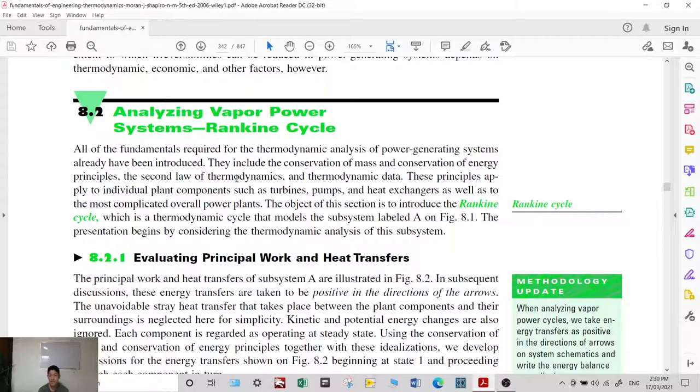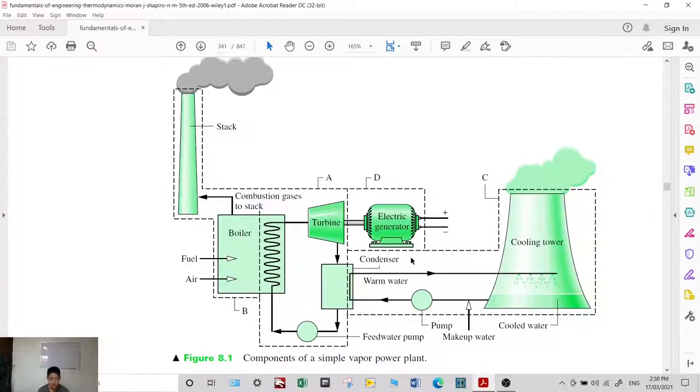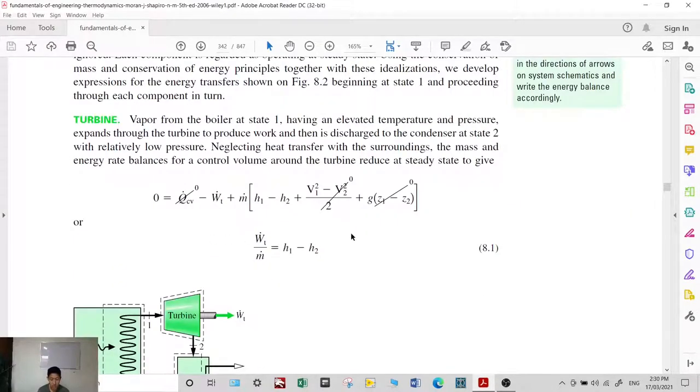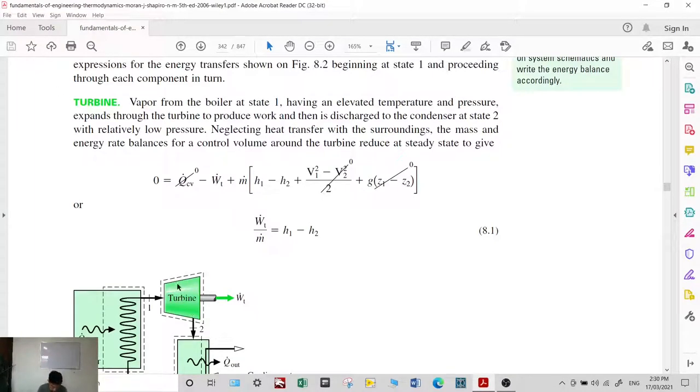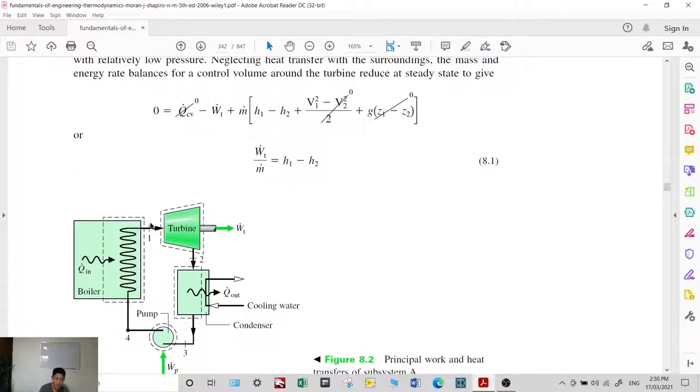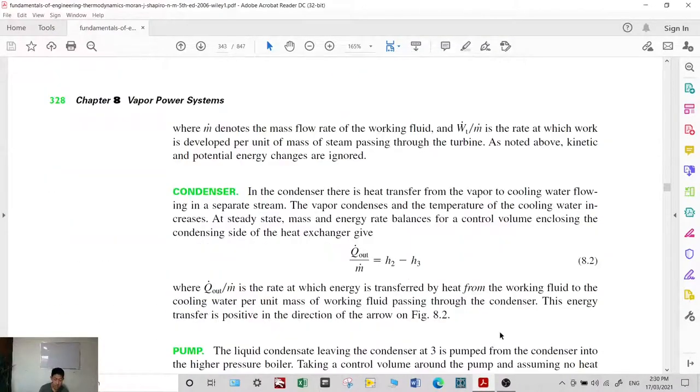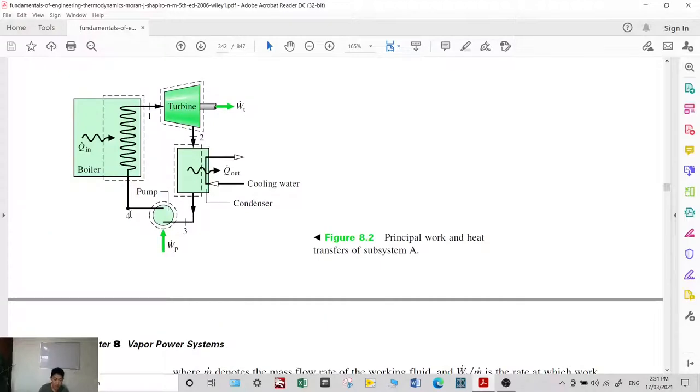Okay, so the Rankine cycle is the cycle that approximates this system. That is an approximation, so there are simplifications. Okay, so in evaluating the work and heat, basically you just apply the conservation of energy for an open system. For the work of the turbine, the assumption is to neglect the heat transfer to the surroundings as well as the potential and kinetic energy. So the turbine work is h1 minus h2. For the condenser, that is just h2 minus h3. For the pump, h4 minus h3.